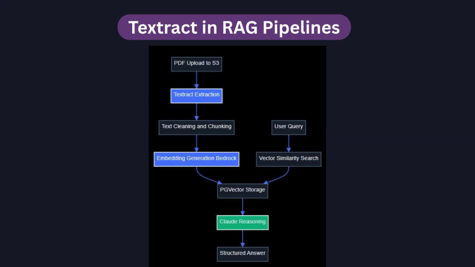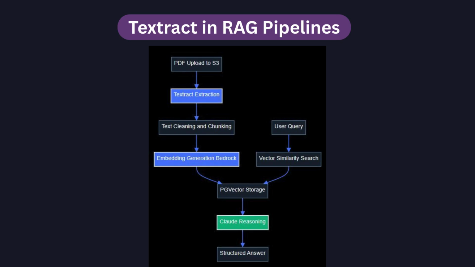Textract in RAG pipelines. AWS Textract is commonly used as the first step in retrieval-augmented generation, RAG pipelines. In this process, documents are uploaded to S3, which triggers Textract for text extraction. The extracted text is then cleaned and divided into chunks. These chunks are converted into embeddings using models like AWS Bedrock and stored in a vector database such as pgvector.